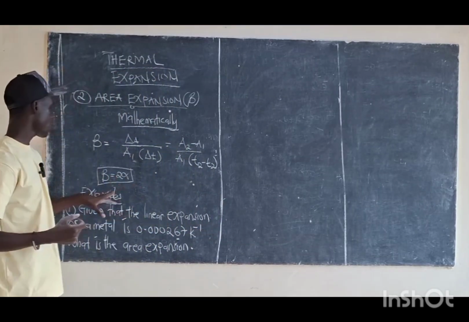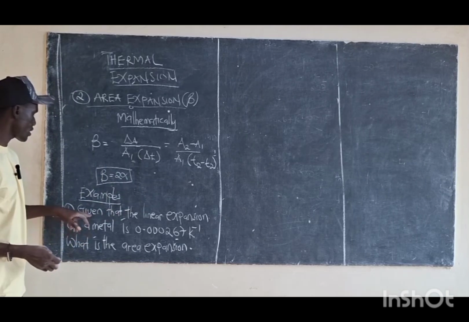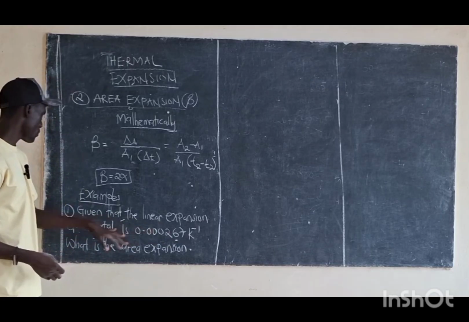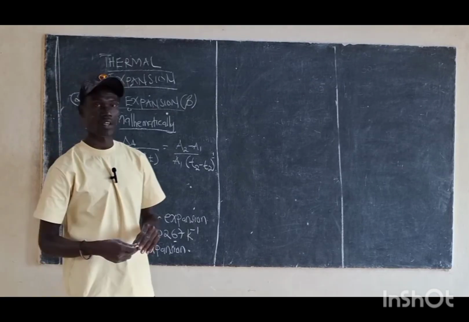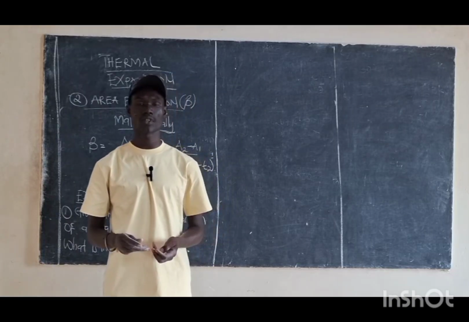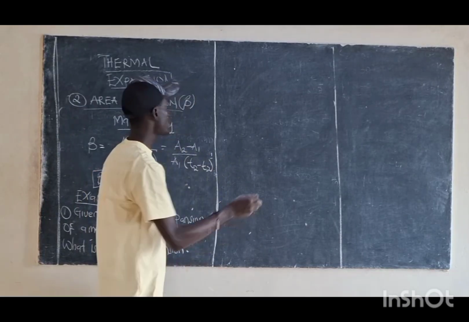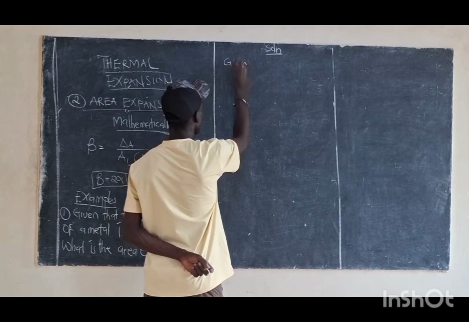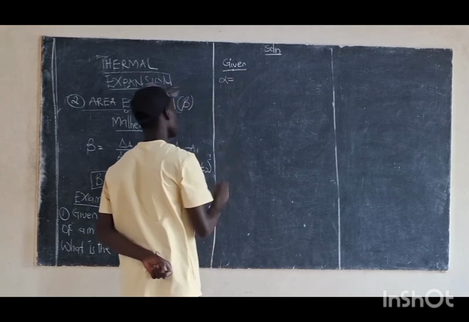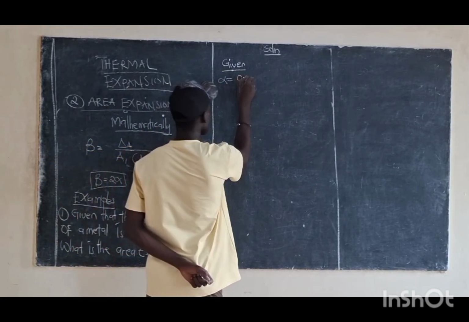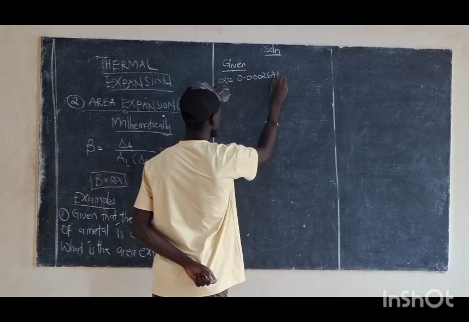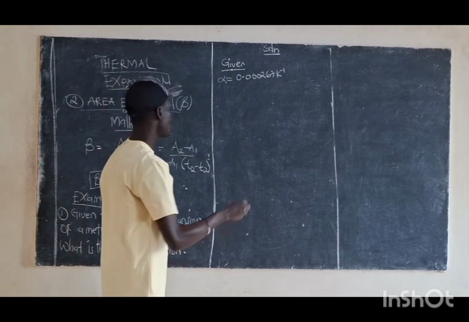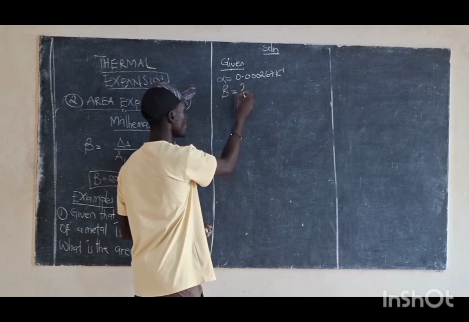This is our example 1 under area expansion. Given that the linear expansion of the metal is 0.00267 per Kelvin, what is the area expansion? Here we are given the linear expansion, but we are asked to solve for area expansion. Solution. Given: the linear expansion, alpha, is 0.00267 per Kelvin. We are asked to solve for area expansion, beta, equals question mark.